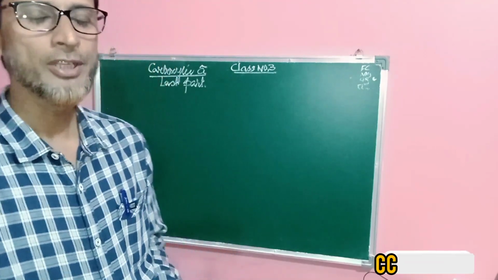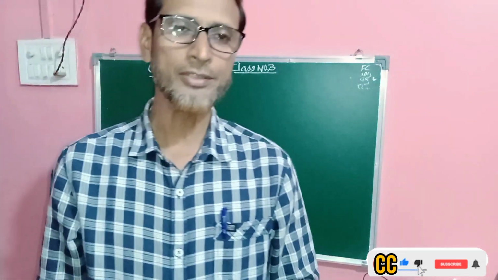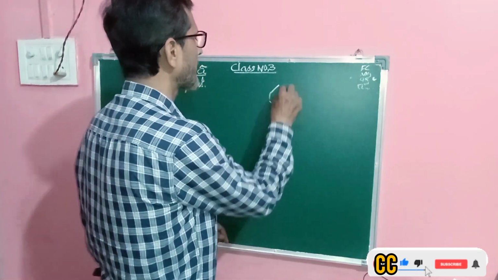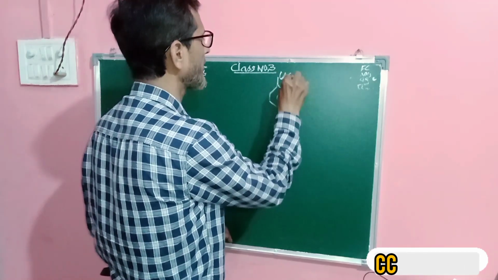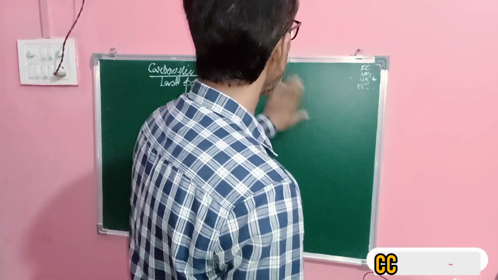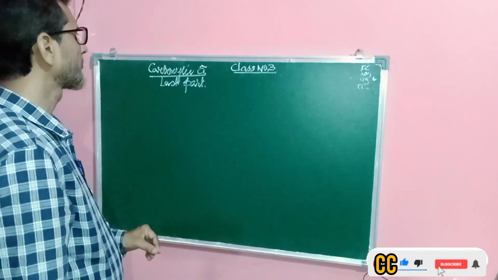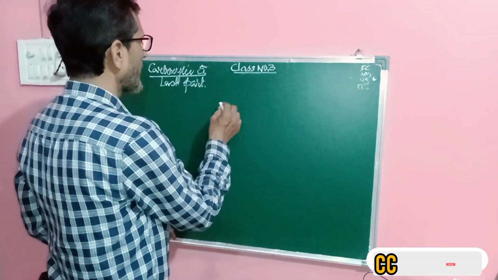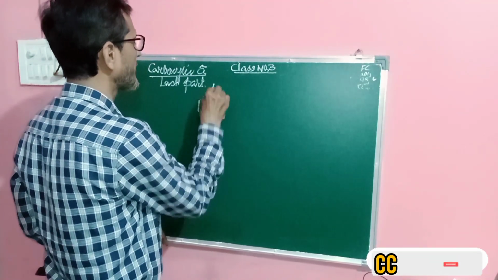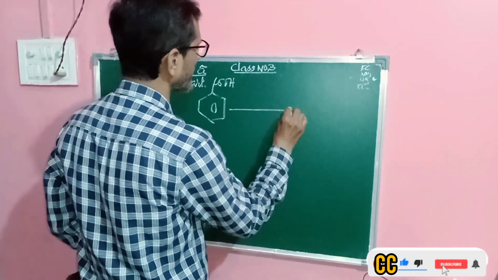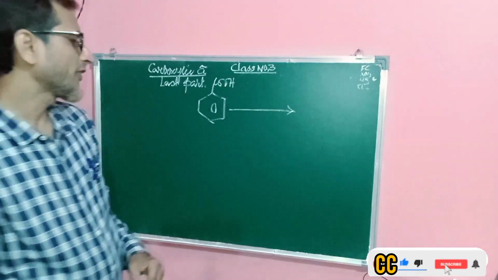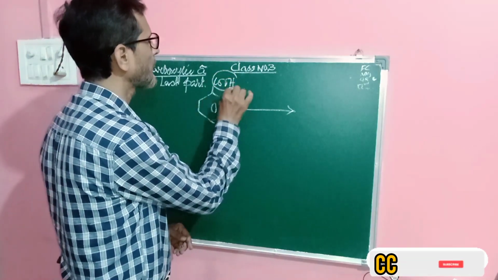Okay, today is class number 3, and in my last class, that is class 2, I explained the ring substitution reaction of carboxylic acid. Now, the point which was left is that aromatic carboxylic acid, that is benzoic acid, does not undergo Friedel-Crafts reaction because the carboxylic group is a deactivating group.